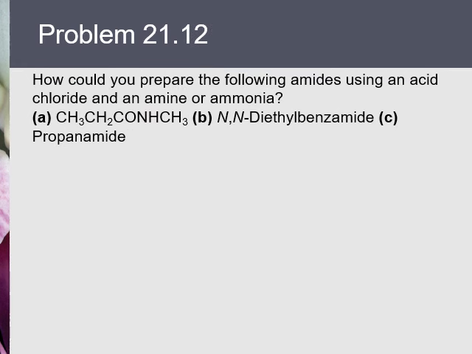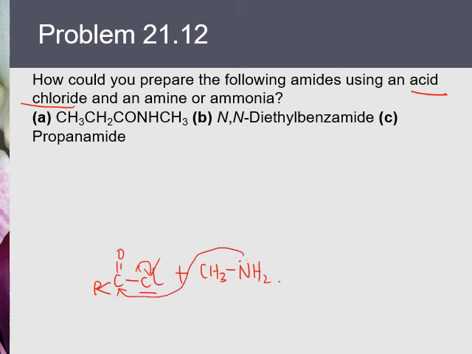How could you prepare the following amides using an acid chloride and amine? All right, so let's look at what happens between acid chloride and an amine, let's say methylamine. Okay, so as we mentioned, acid chloride is the most reactive acid derivative. The amine will attack the carbonyl carbon, and the leaving group leaves, so you get amide. This is a simplified mechanism, not the detailed mechanism.